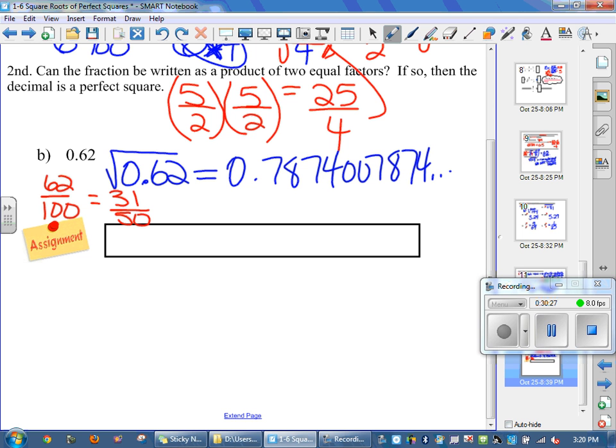This concludes lesson 6 on perfect square roots.